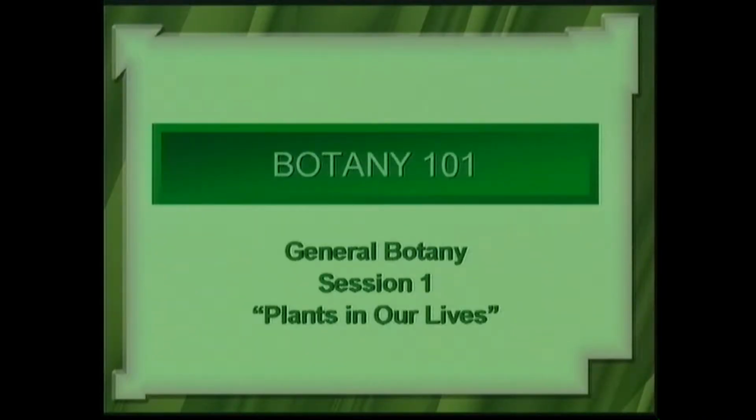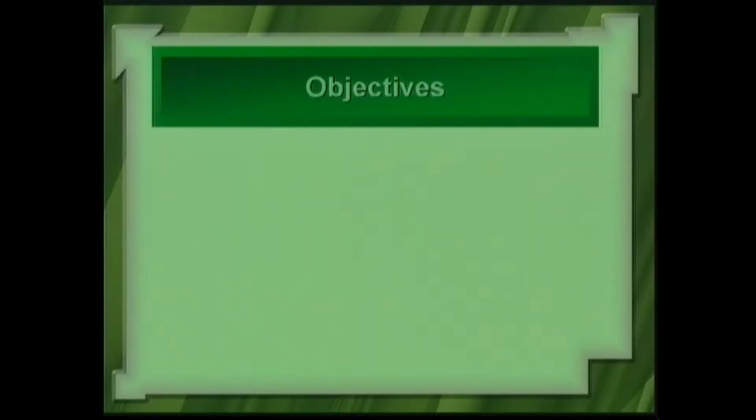Okay, so here we are in Botany 101, General Botany, and this is the first session. We're going to do the first part having to do with plants in our lives, which is based on chapter 1 in the Levitin and McMahon text, all right? First of all, we'll go through the objectives for this session 1. We're going to talk about plants and humans and the relationships between the two, especially human beings' reliance on plants. They're of extreme importance to life as we know it on Earth.